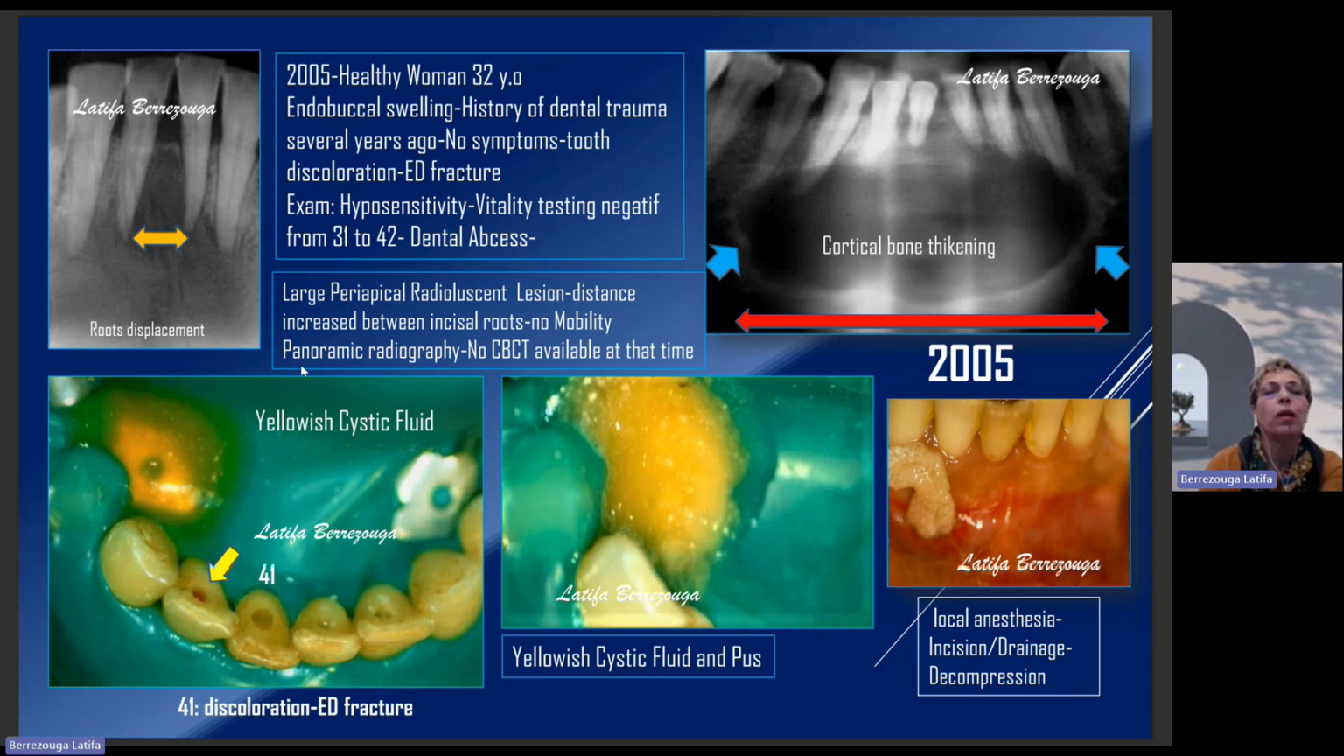So at that time in Tunisia, in 2005, we had no CBCT. So I took a panoramic radiograph, and we discovered this huge lesion, a very important lesion, with thickening of the cortical bone here and displacement of the roots here, that may suggest the diagnosis of a cystic lesion.